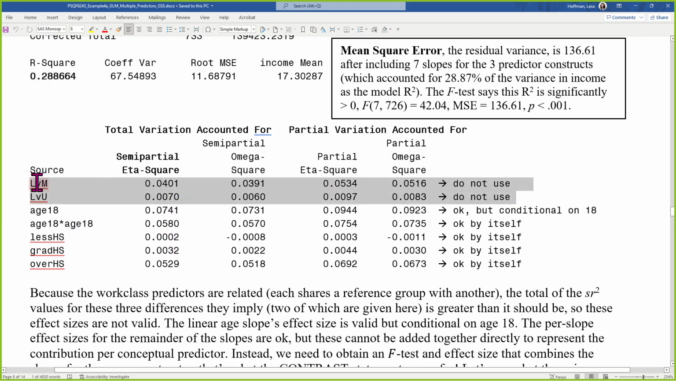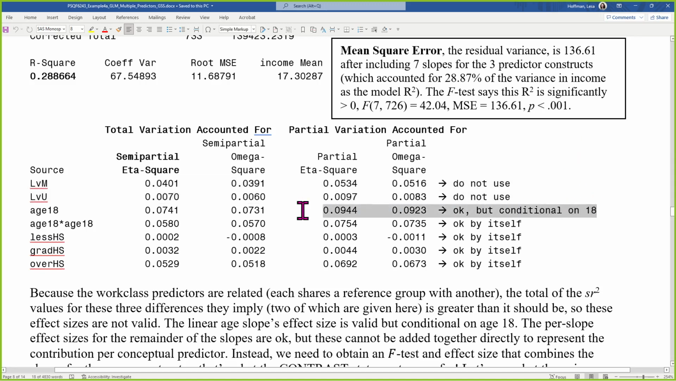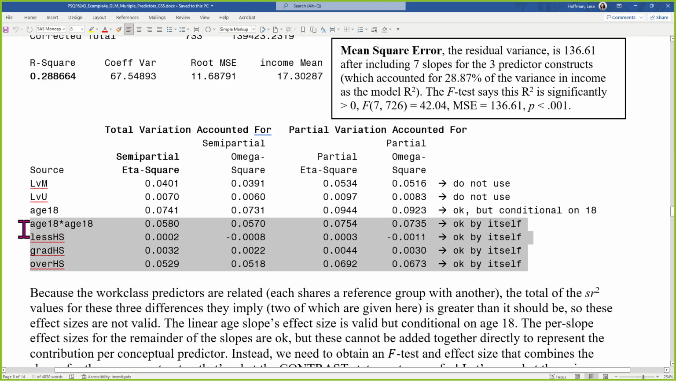These two in particular, because they share a common reference group, I cannot add up their semi-partial R squares without taking into account their common variance. So I can't use these two. This one I can use, but keeping in mind that it's conditional on the slope at age 18, given the centering of this predictor and the quadratic term. These ones are all okay to use by themselves. So instead of referring to semi-partial eta squared per slope, because it only works in some cases, I'm going to do it for each predictor instead.